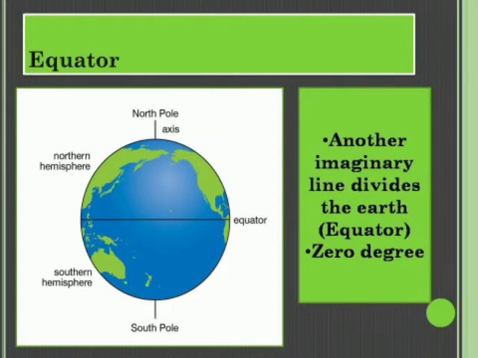And also children, see our earth is not a perfect sphere, because at the top and the bottom it is flattened. So the shape of the earth is geoid. See the northern hemisphere and also the southern hemisphere are located on the earth.